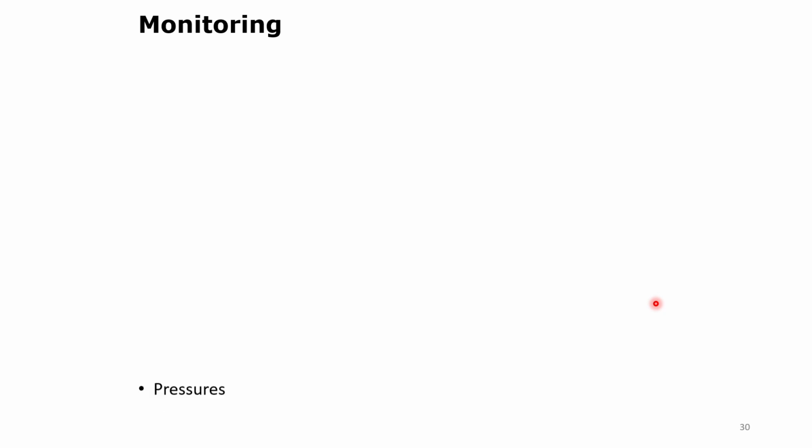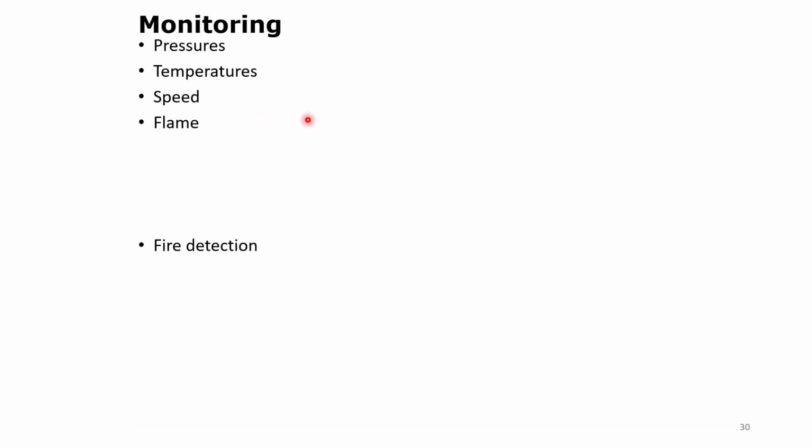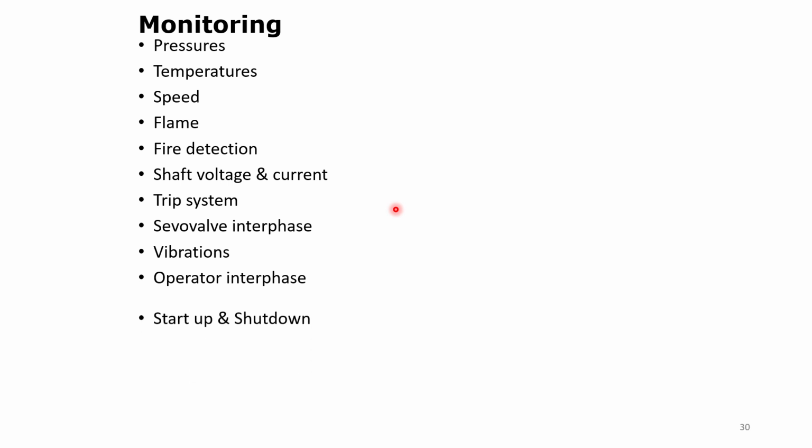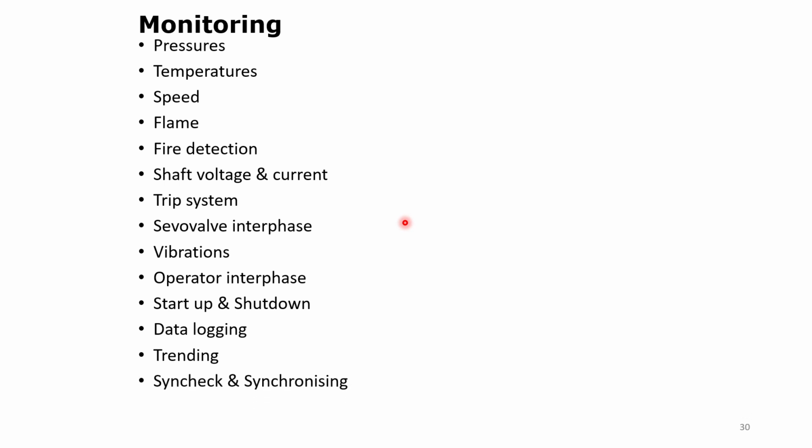Now let us see what all we need to monitor. We need to monitor the pressure at different places. We need to monitor temperature and speed. We need to monitor the flame. We need to monitor the fire detection system, shaft voltage and current, trip systems, servo valve interface, vibrations and operating interface, startup, shutdown, and data logging and trending. Synchro check and synchronizing are for the generator only.